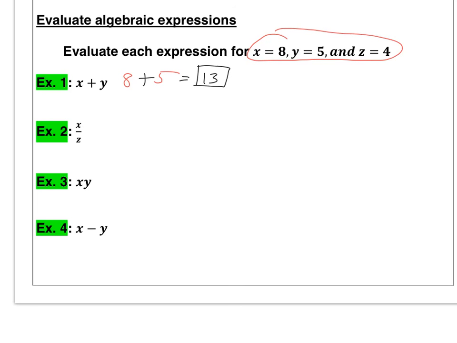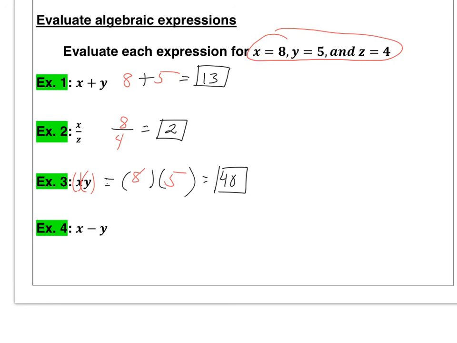In example 2, we're going to replace x with 8 divided by, and instead of z, we have 4. So 8 is divisible by 4, and 4 goes in there 2 times. In example 3, this time you're going to see me start to use substitution parentheses. So I want to replace x and y separately. So x is going to be replaced with 8 and y with 5. 8 times 5 is 40.